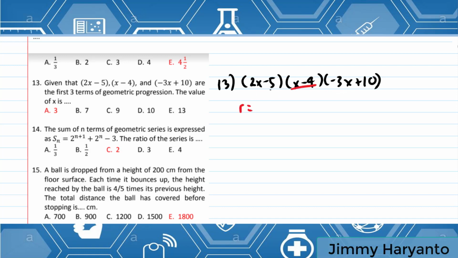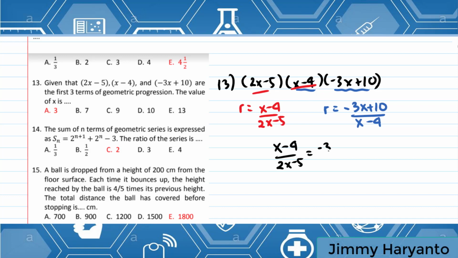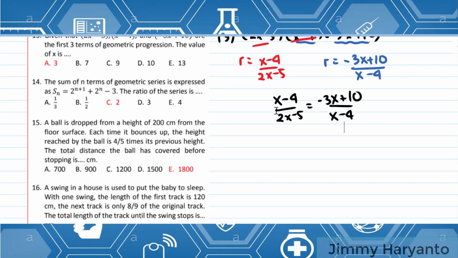So R equals this divided by this, x minus 4 over 2x minus 5. Okay, we will get R. But R can also be calculated by using this one and this one. So the second R will be -3x plus 10 divided by x minus 4. The ratio should be the same, so I will write x minus 4 over 2x minus 5 equals -3x plus 10 over x minus 4. You can cross multiply it, so this times this and this times this.